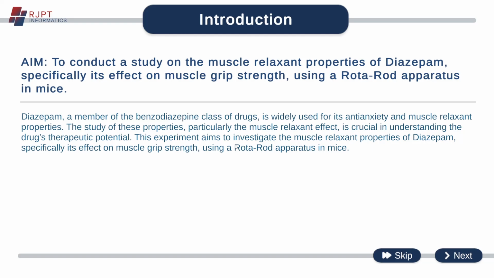In this video, we will learn how to conduct a study on the muscle relaxant properties of diazepam, specifically its effects on muscle grip strength, using a Rota-Rod apparatus in mice. At the end of this video, we will be able to tell how a Rota-Rod apparatus is used to study the therapeutic effects of diazepam by using mice. Now let us start with the video.